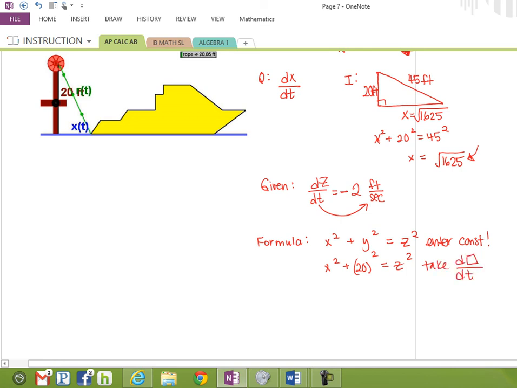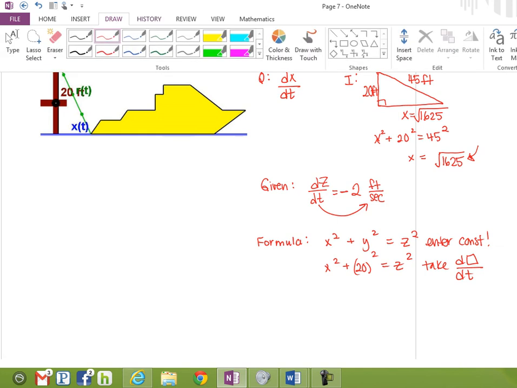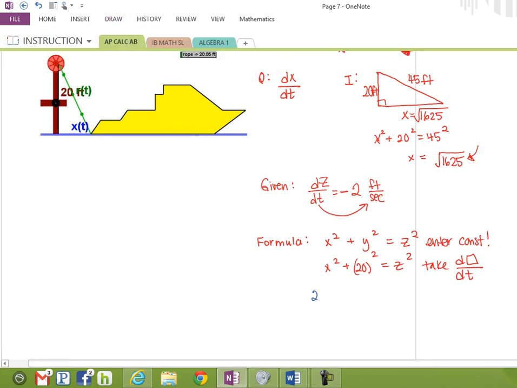The reason why I'm not even bothering with this 20 squared is because once I take its derivative, it'll be 0. So I get 2x, don't forget you're doing this with respect to t, plus 0 is equal to 2z dz/dt. And things that we can do, I mean, we really can simplify this. The 0 is not really there. So I could divide 2 on both sides of the equation. And then I'm just going to substitute in everything I know. Well, we already found x at the instant.